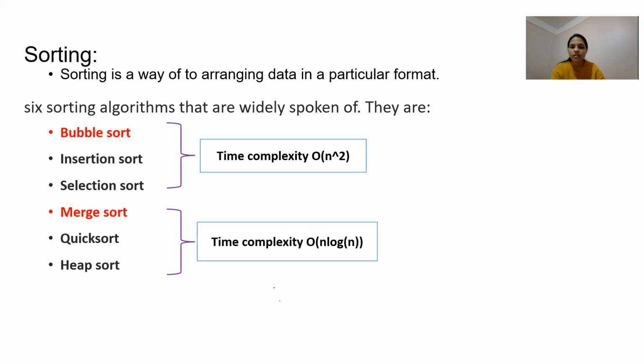Sorting is a way of arranging the data or the elements in a particular format, either in ascending order or descending order, in whichever way you want. There are several different types of algorithms used in sorting techniques, like bubble sort, insertion sort, selection sort, merge sort, quick sort, and heap sort. Among them, we'll be discussing today the bubble sort and the merge sort algorithms.